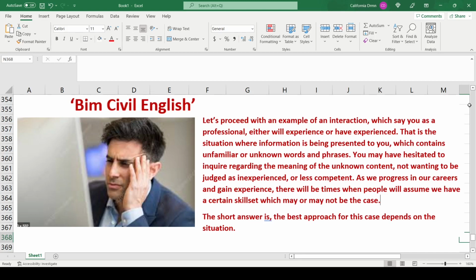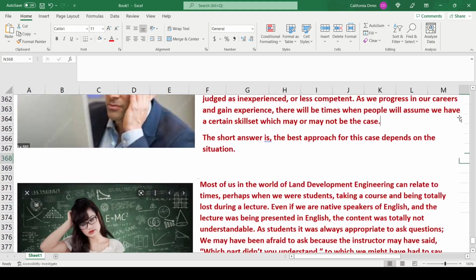You may have hesitated to inquire regarding the meaning of the unknown content, not wanting to be judged as inexperienced or less competent. As we progress in our careers and gain experience, there will be times when people will assume we have a certain skill set which may or may not be the case. The short answer is, the best approach for this case depends on the situation.